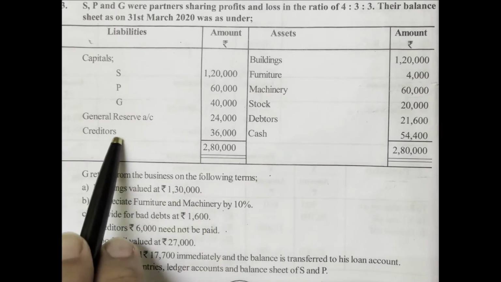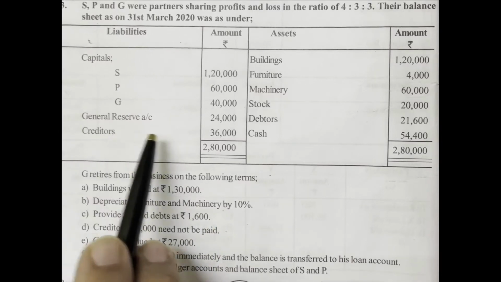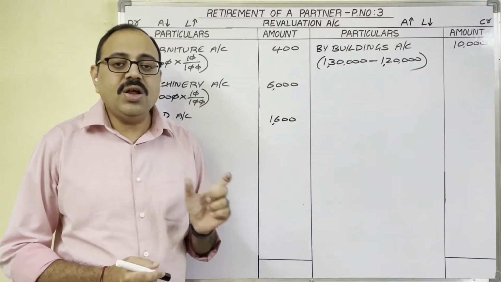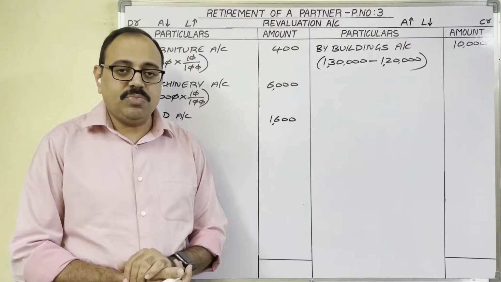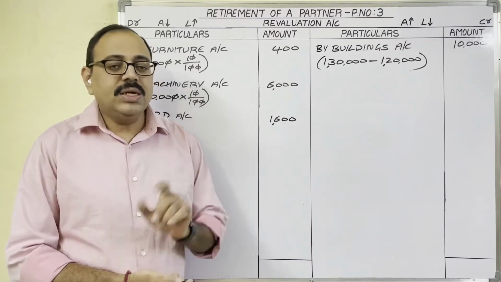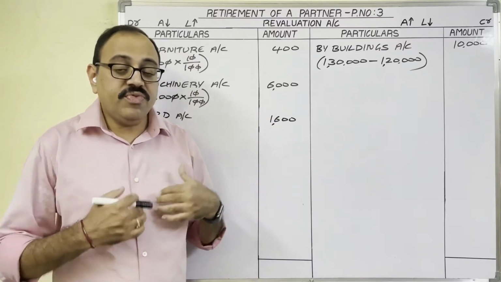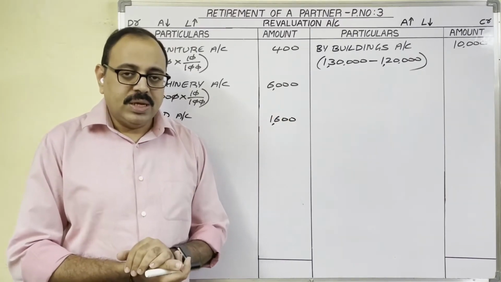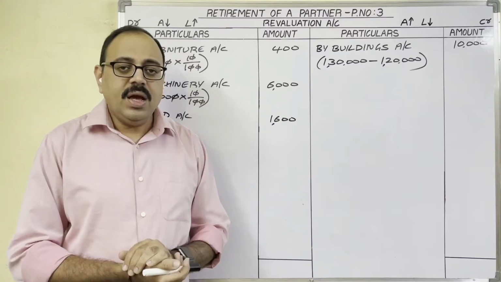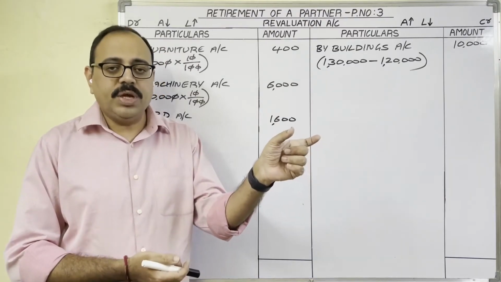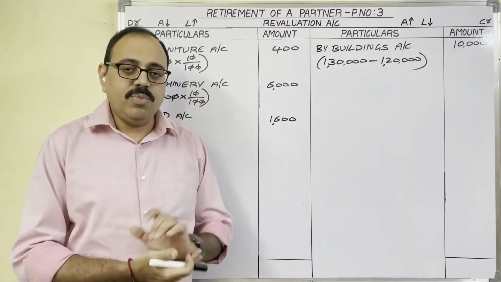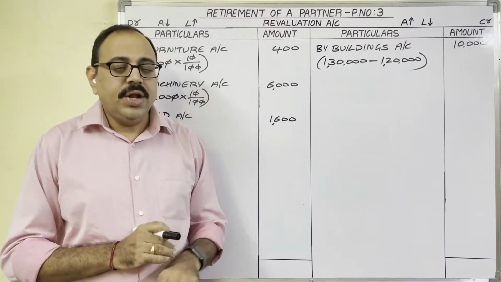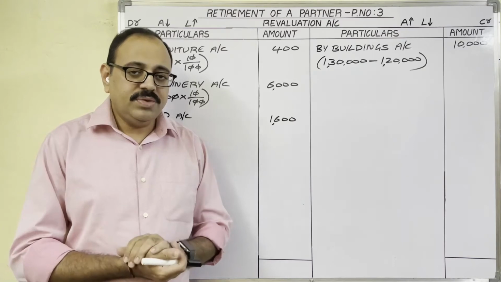In old balance sheet, liability side, creditors value is given as 36,000 rupees. Creditors means the suppliers to whom firm is liable. We have to pay 36,000 rupees. And in adjustments, he is giving that out of this 36,000 rupees, 6,000 we need not to pay. So old creditor value 36,000, new creditor value 30,000.